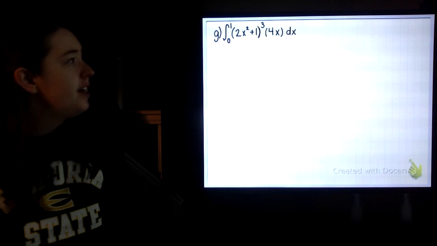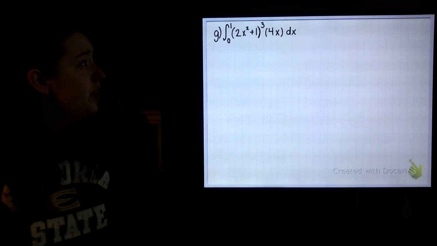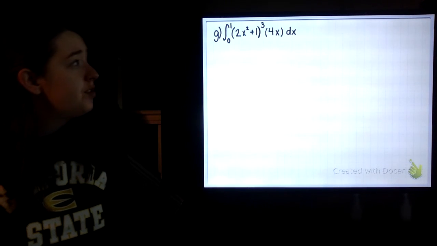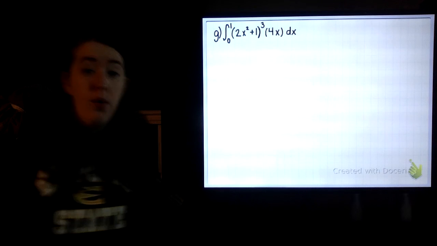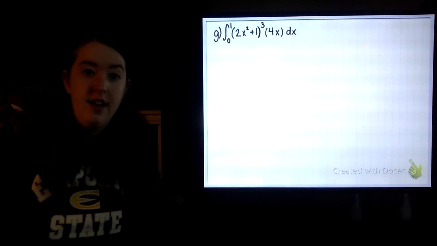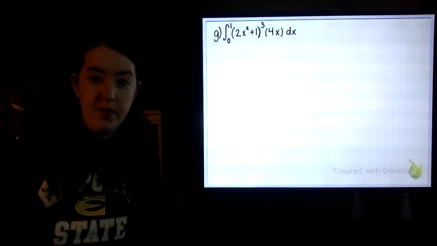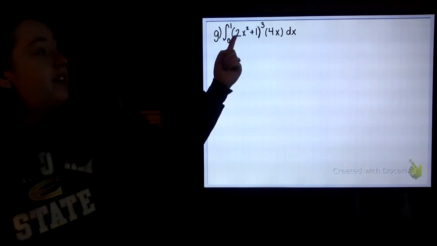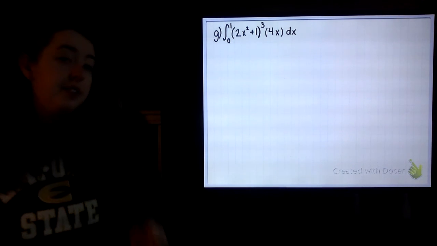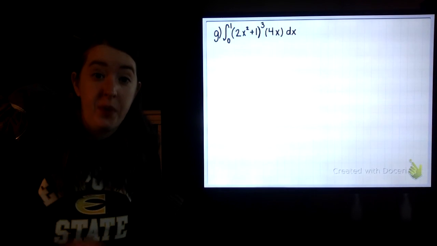Oof, this is kind of gross. So we have the integral from 0 to 1 of (2x squared plus 1) quantity cubed, times 4x. So this isn't linear, so I can't just put 1 over a and take the integral and go on from there. But the derivative of 2x squared plus 1 is 4x. So if I do a u substitution, I'll be able to cancel out that 4x.